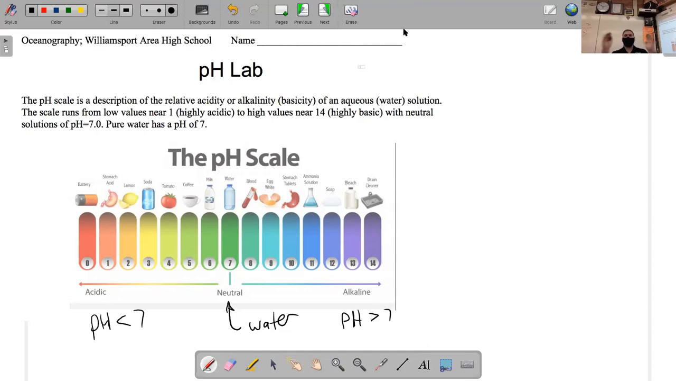It turns out ocean water has a pH of about 8.2. The ocean is basic. It depends upon what part of the ocean, but the ocean is slightly basic, which is the opposite of being acidic. Sometimes streams and lakes inland can be acidic or basic. It depends upon what's in it.